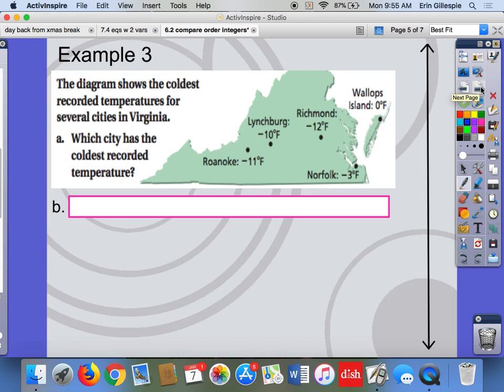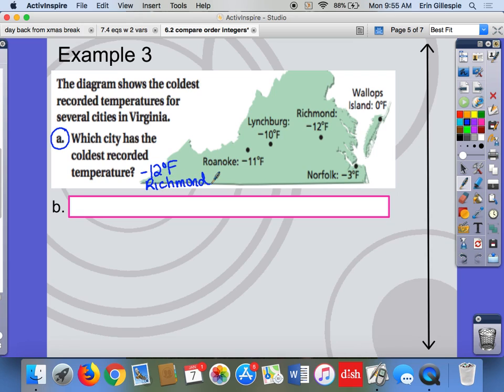This shows a map of Virginia. It shows the coldest recorded temperatures in several of the cities in Virginia. Part A just asks which of those cities recorded the coldest temperature. So if you look at, there's 5 total temperatures here. If you look at those, which of those is the coldest? Hopefully you said your answer was the -12 degrees Fahrenheit in Richmond, Virginia.